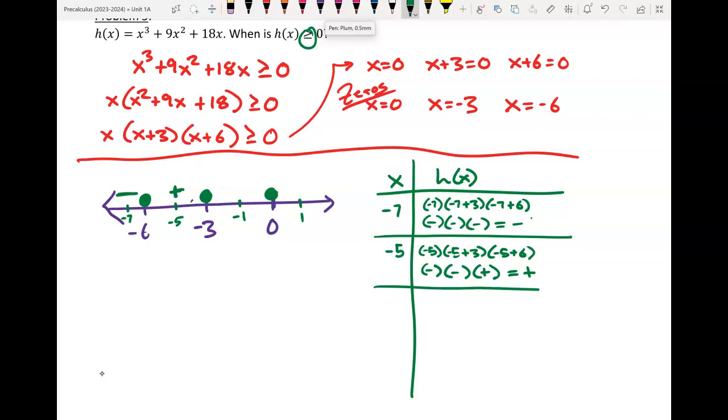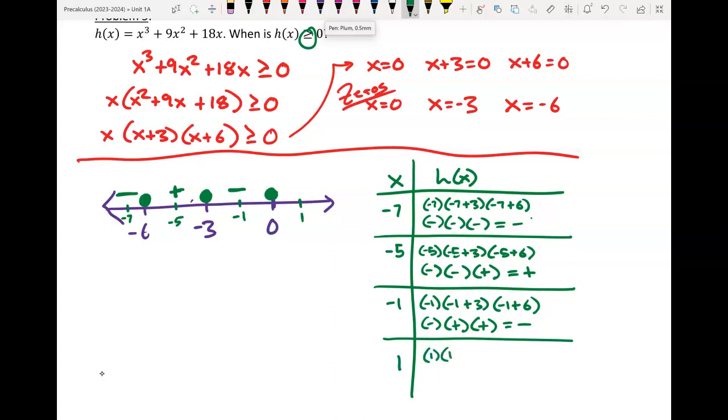All right, next one, negative 1. So I have negative 1 times negative 1 plus 3, and negative 1 plus 6. All right, so let's see. That's negative, that one is positive, and we have a positive. So that results in a negative happening there. And then our last one, positive 1. We have positive 1, 1 plus 3, and 1 plus 6. So that results in a positive times a positive times a positive, resulting in a positive value there.